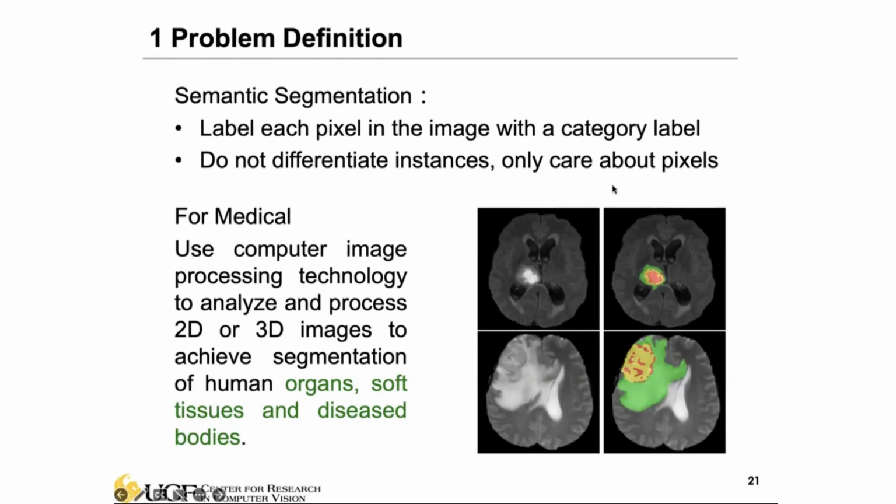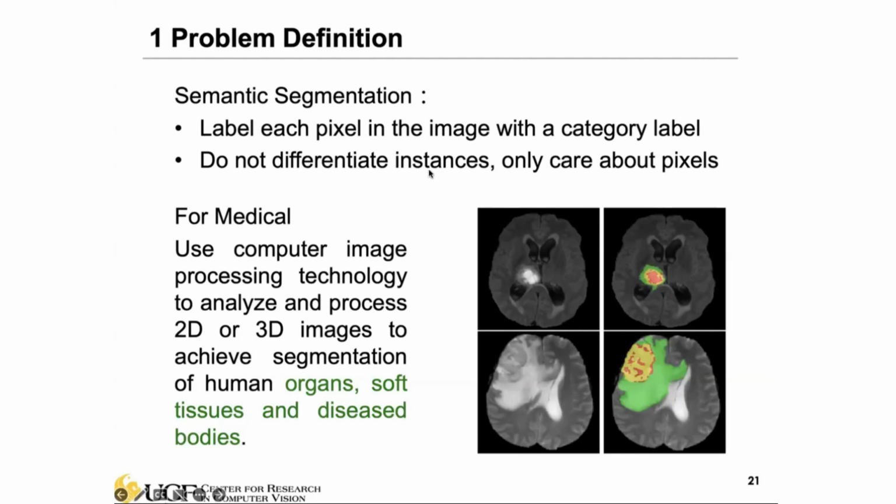But if the task is just anomaly detection, considering normal tissue or abnormal tissue, then maybe you only have a binary category: normal and abnormal. And if the application is organ segmentation, you have pancreas, kidney, liver, lung, etc. So you have category labels corresponding to different organs.